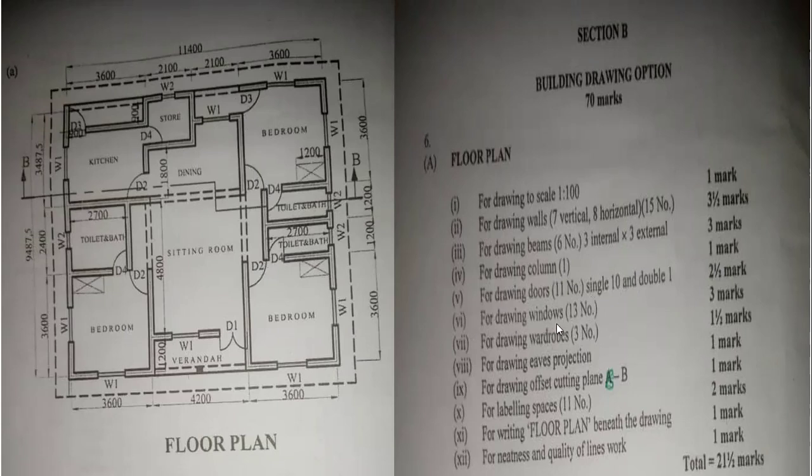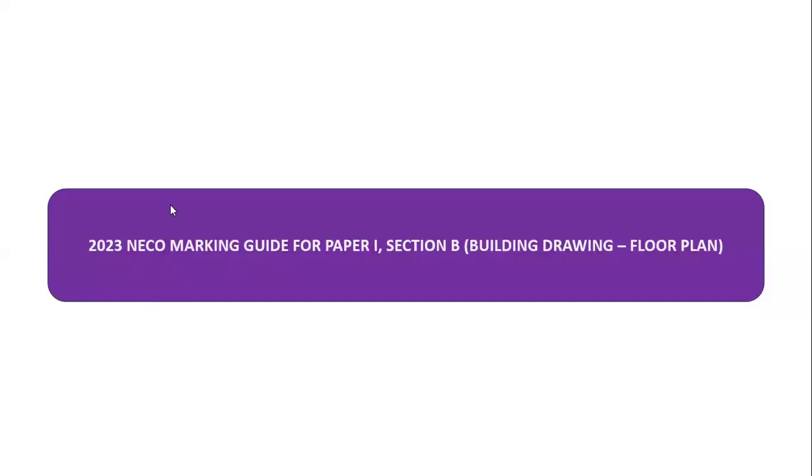For drawing windows, 13 in number. So we have 13 windows: 1, 2, 3, and we have 4, 5, 6, 7, 8, 9, 10, 11, 12, and then the 13th one, where do we have that? There are 13 in number, so they will be there.